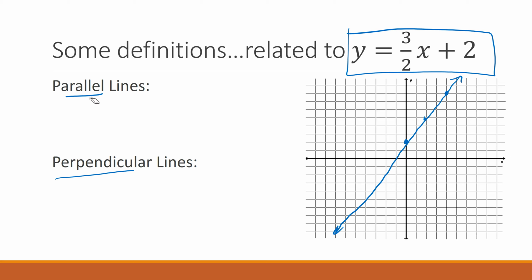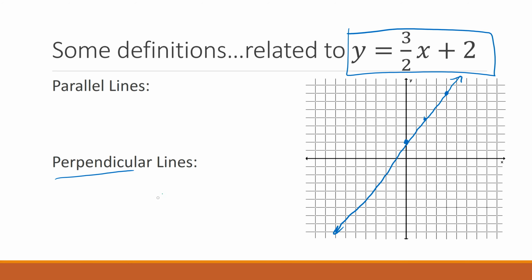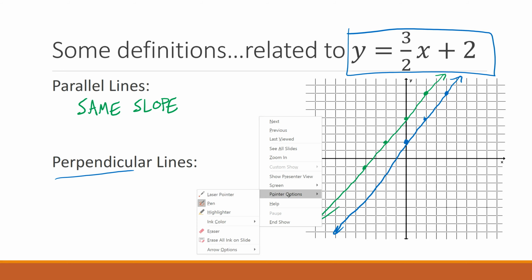Now, if we're talking about parallel, remember, parallel lines are lines that never touch. So let me actually change my color from the lovely blue to a lovely green. Let's draw a parallel line that doesn't touch. Remember, in order for these lines not to touch, they need to have exactly the same slope. So this is a parallel line. It will never touch the blue line. And remember, that is because it has the same slope. So parallel lines, they have the same slope. They never, ever touch. However, perpendicular lines are new.